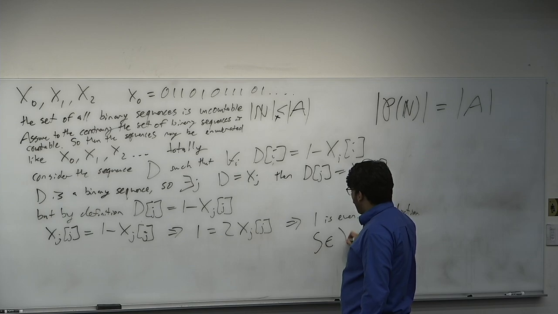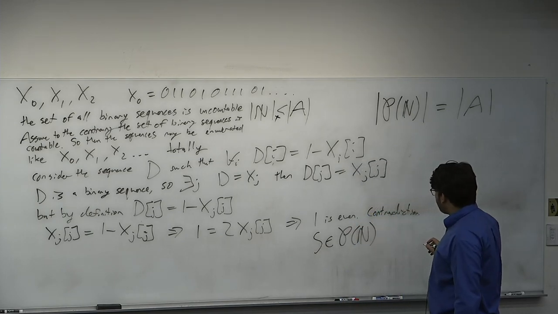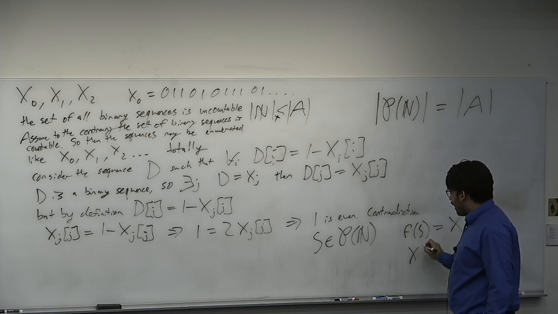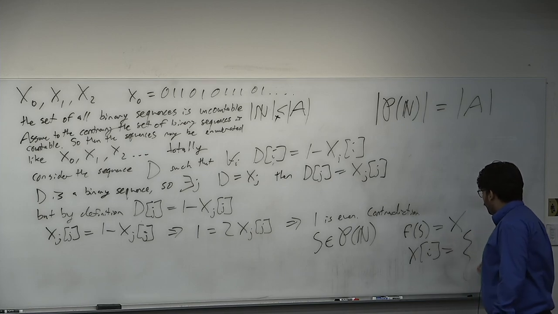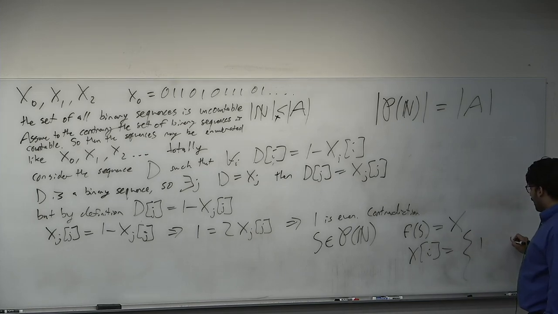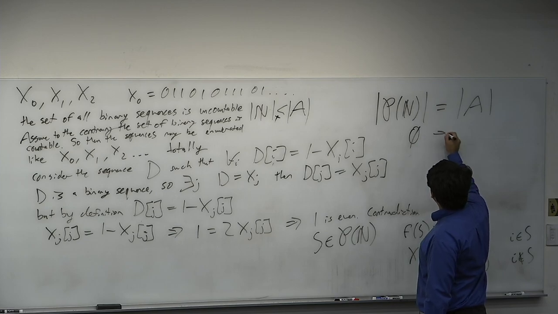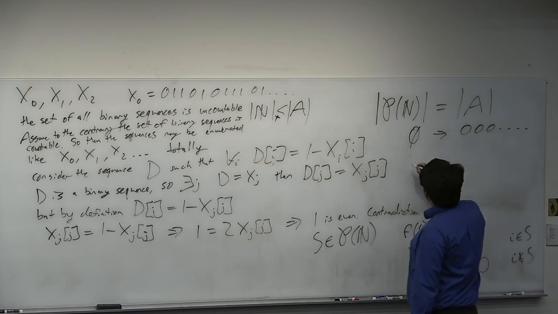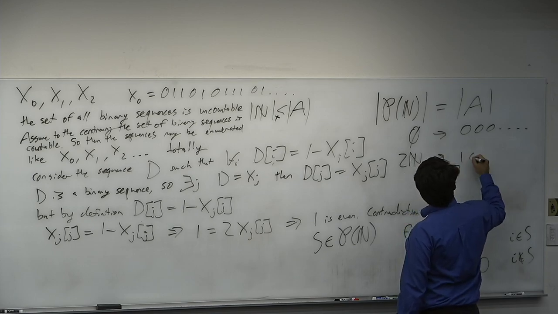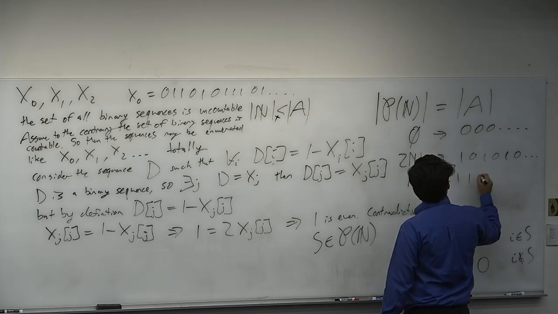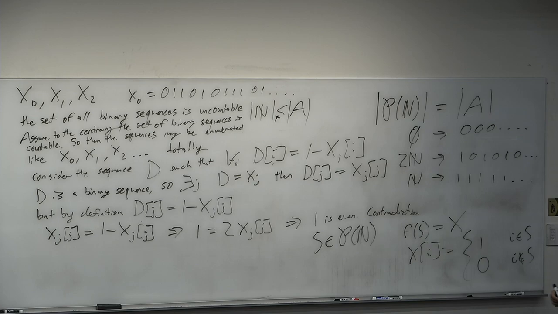So consider some set S in the power set of the naturals. And then you consider some function f of S is equal to some x such that xi is equal to 1 if i is an element of S and 0 otherwise. So what that means is the empty set, for example, would correspond to the sequence 0, 0, 0. The sequence of evens would correspond to like 1, 0, 1, 0, 1, 0, right? The set of the naturals itself would correspond to 1, 1, 1, 1, right? So you can perform a bijection.